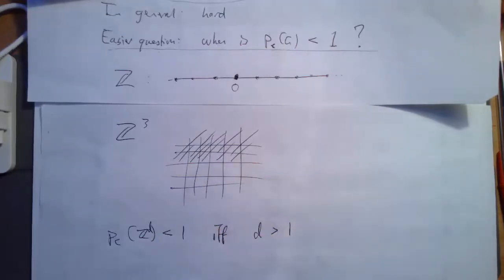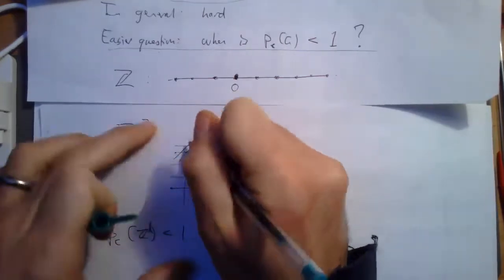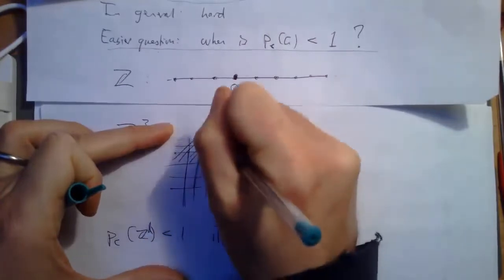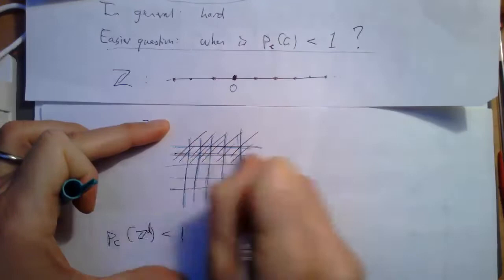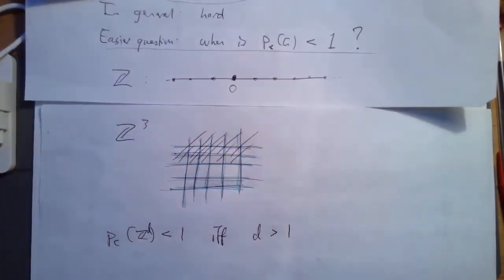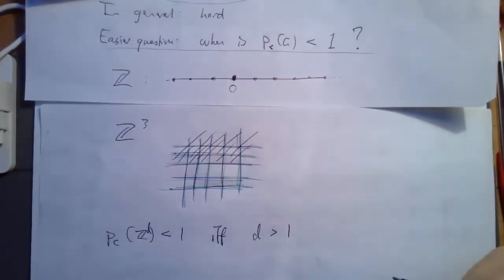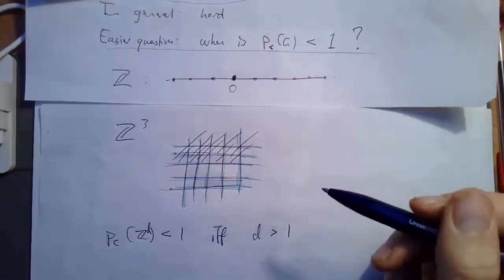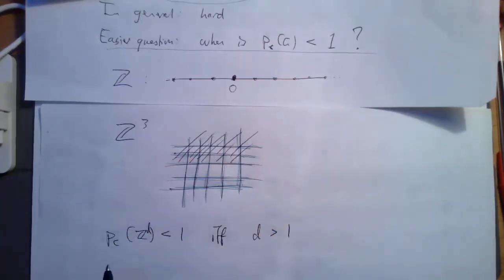And that's, for example, because high dimensional grids all have Z squared subgraphs. So you can look at this two-dimensional slice of Z cubed, for example. Okay, so Z cubed has a Z squared subgraph. And so if p is greater than a half, then even that Z squared subgraph has an infinite connected component. So certainly the whole of Z cubed does.